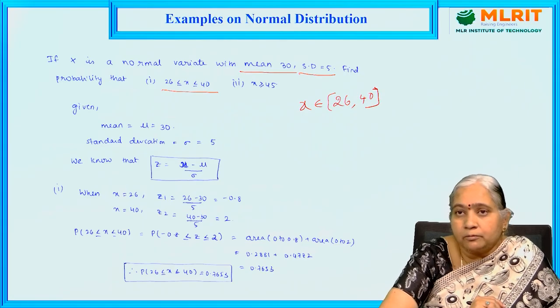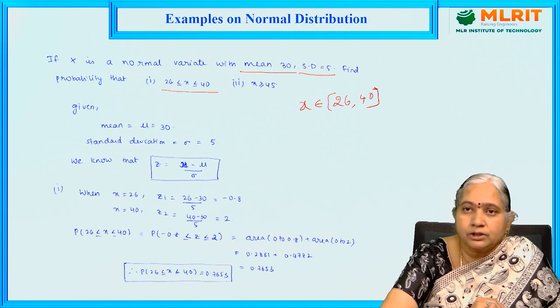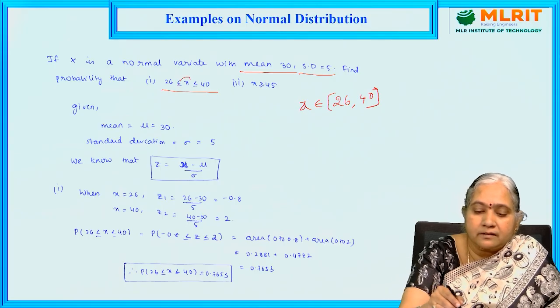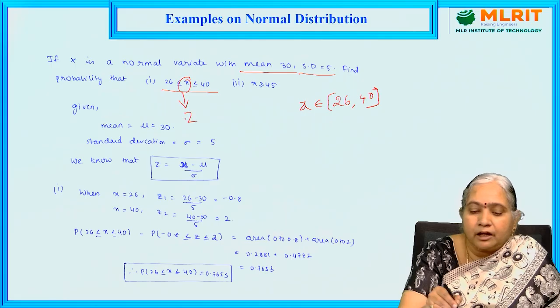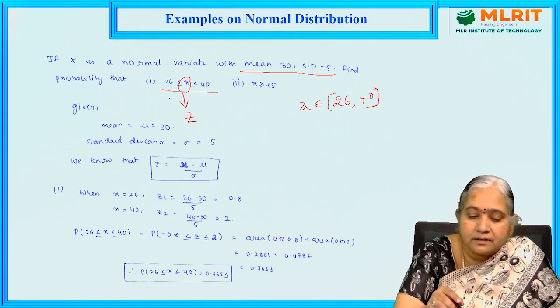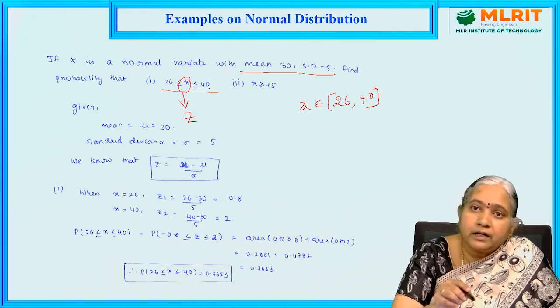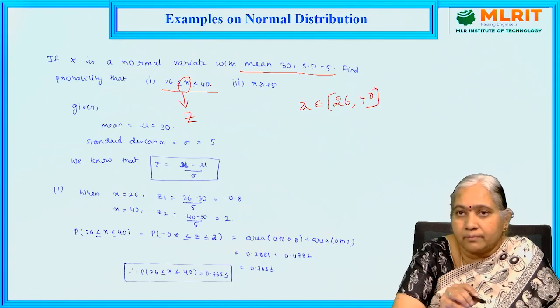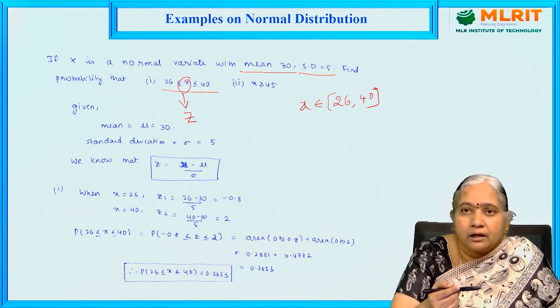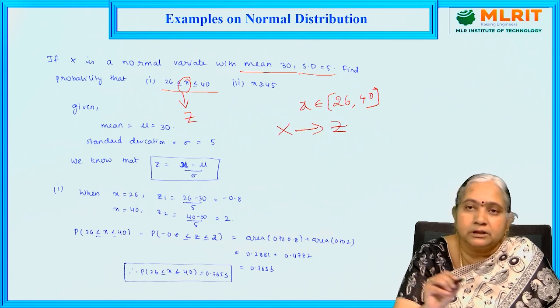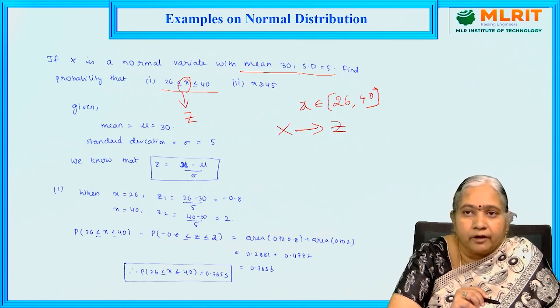To find probabilities in a given range or interval of X, the first step is always to convert the normal variable X to the standard normal variable Z. The lower limit of X is 26 and the upper limit of X is 40. So we find the corresponding standard normal variable for these two X values, that means we are reducing the normal variable X to standard normal variable Z. Then we find the required probabilities.